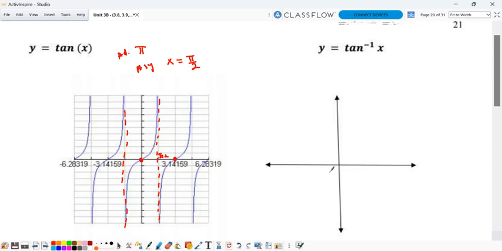Okay, so we have to see how the inverse tangent looks. So we know that x becomes y, y becomes x. So vertical asymptote becomes horizontal asymptote. It's a very interesting function. And it passes through 0, 0. Now, clearly, how do we restrict the domain?